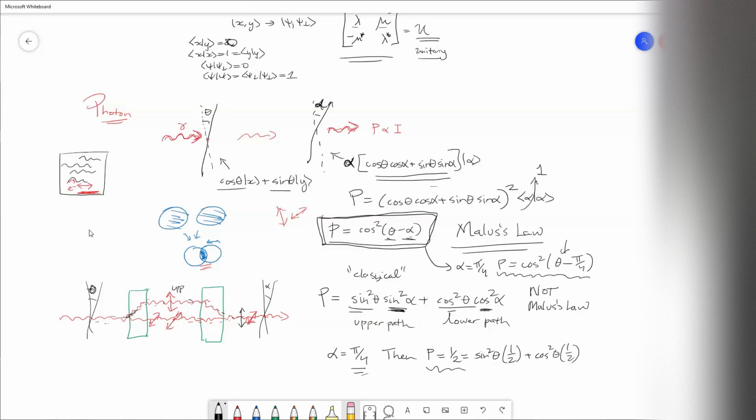The two paths interfere with each other. And if you don't keep track of which path the photon actually went through, then the two paths will interfere and you'll get this result, even when you put in those two birefringent materials, because the photon behaves like the electromagnetic wave would be expected to behave.